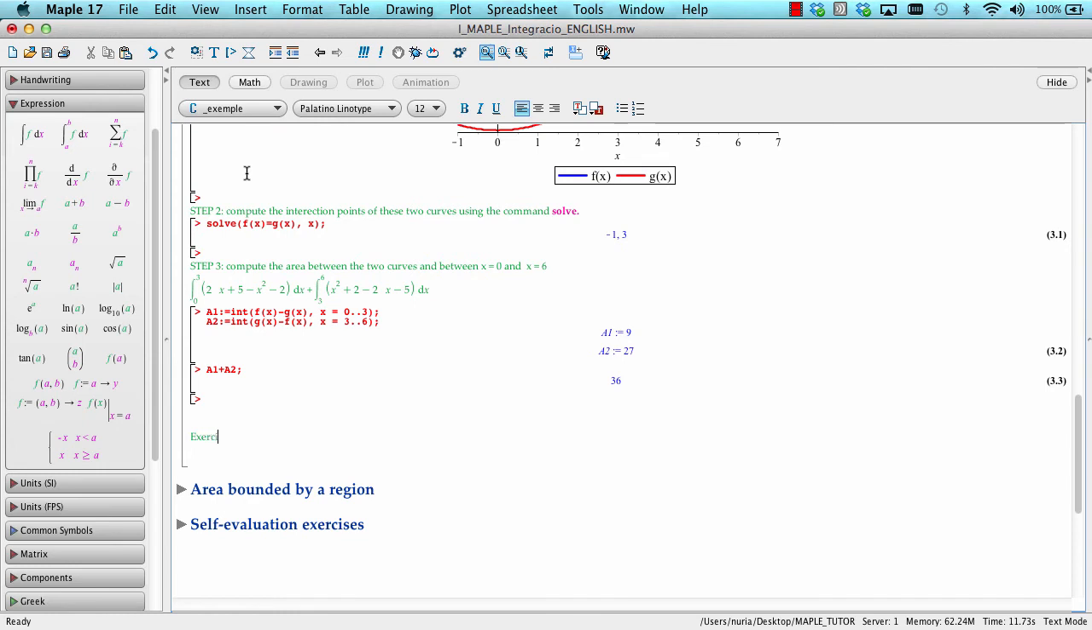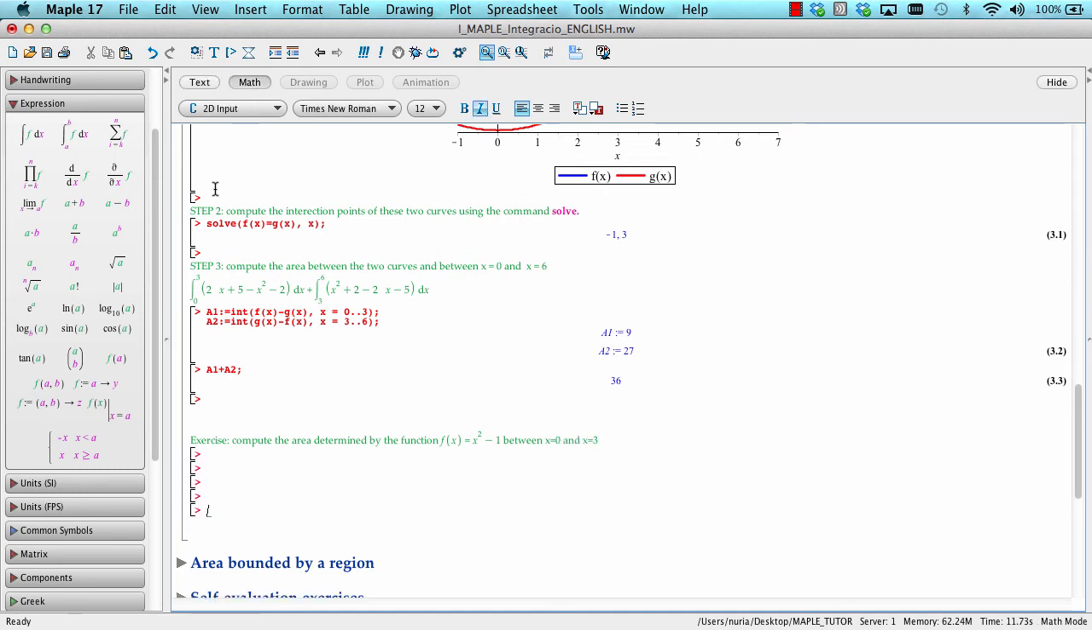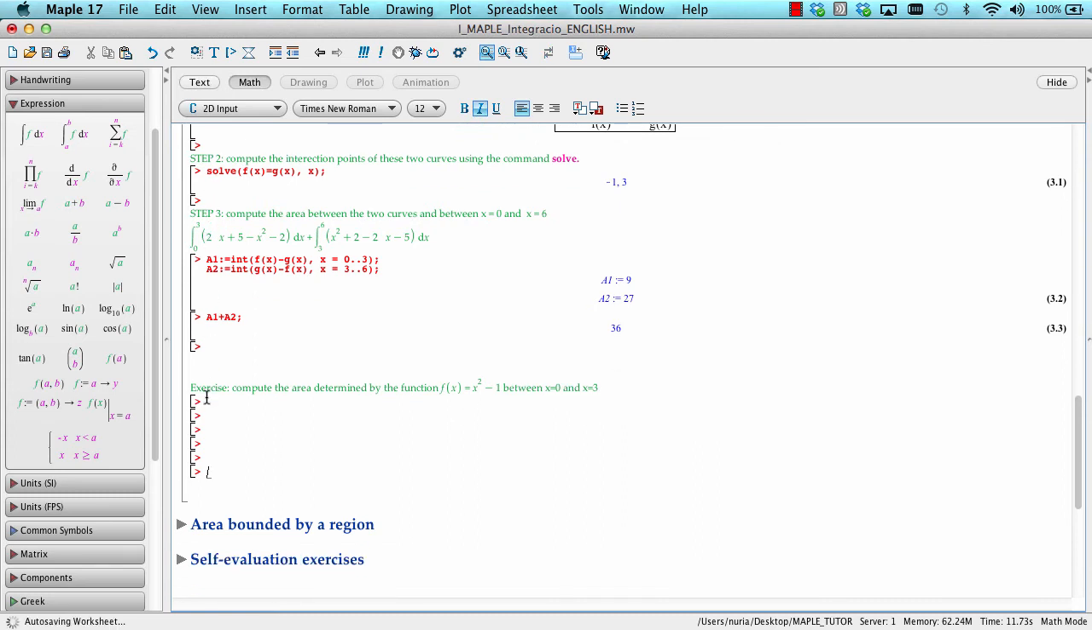Following exercise: compute the area determined by the function f of x equal to x squared minus 1, between x equals 0 and x equals 3, for instance, okay? Now let's do this exercise. We just have one function, but it should be done in a similar way.